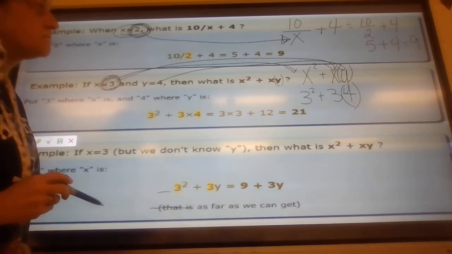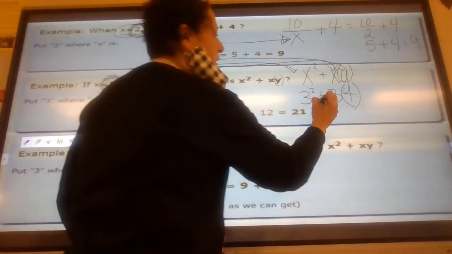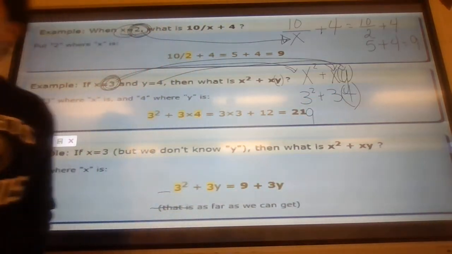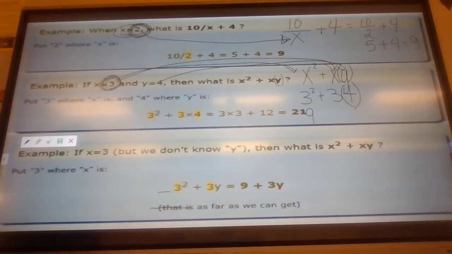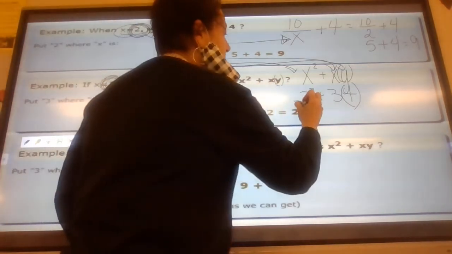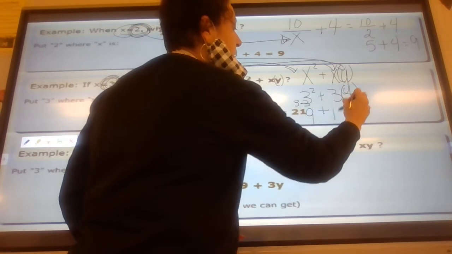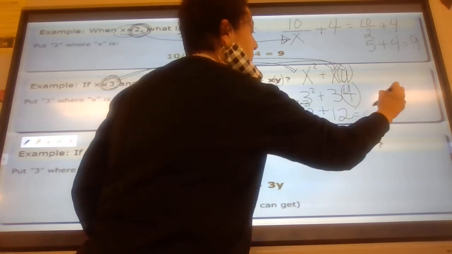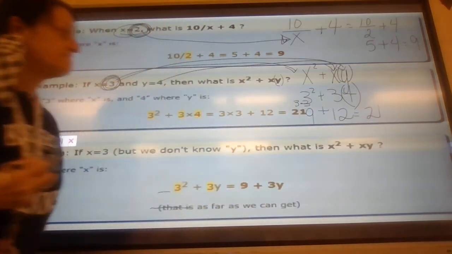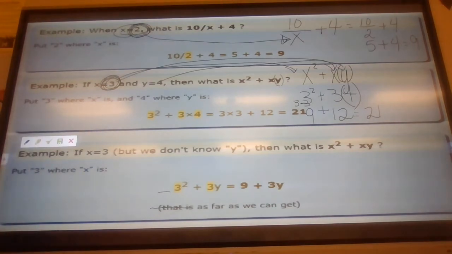All right. 3 to the second power is 9. Does everybody know how I got that? That's 3 times 3. Plus 3 times 4 is 12. And 9 plus 12 is 21. Any questions about that one?